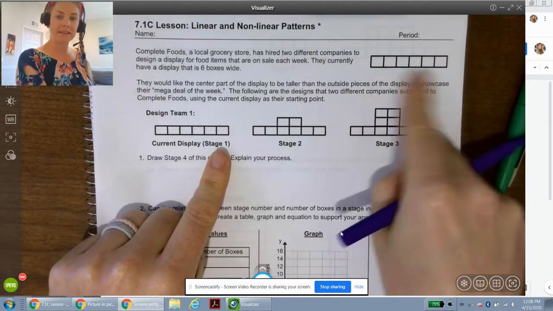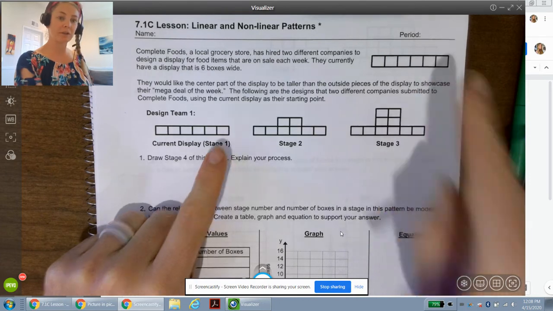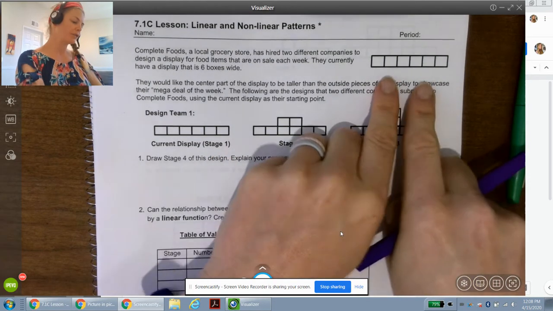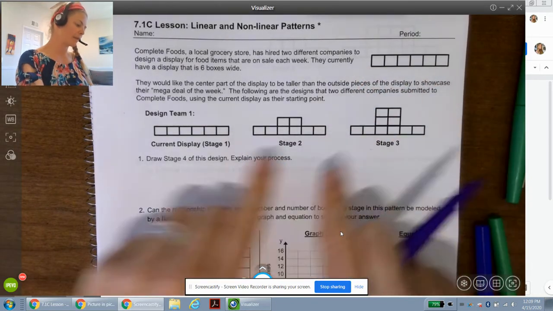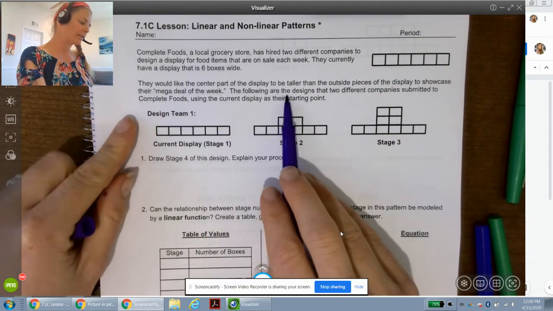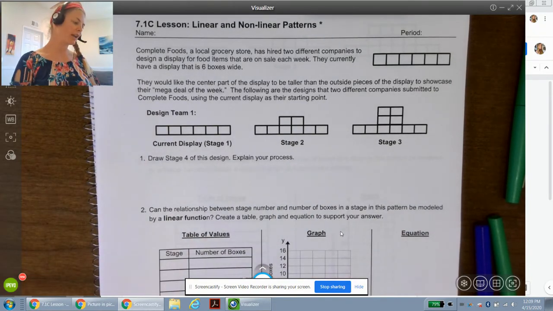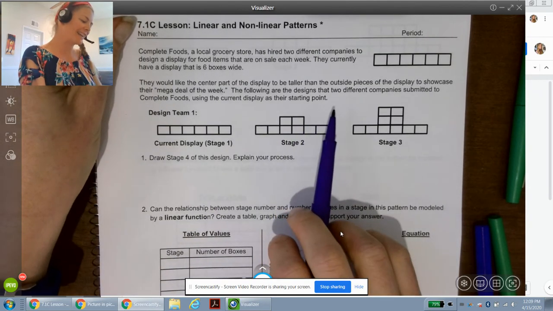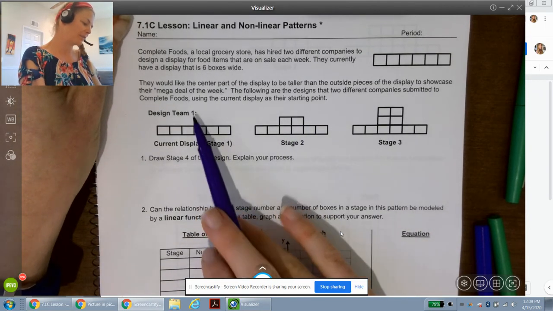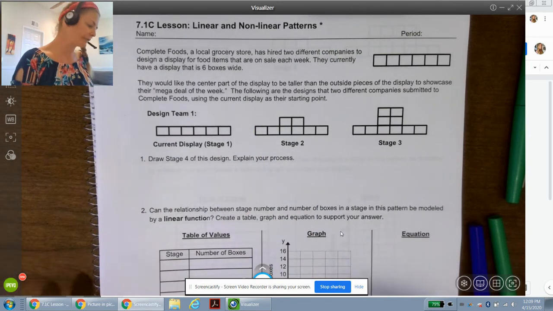So obviously space is a variable here that is a constraint. Right now the display is 6 boxes wide. They would like the center part of the display to be taller than the outside piece to showcase their mega deal of the week. The following are the designs that two different companies submitted to Complete Foods using their current display as their starting point, because that's how much space they have.